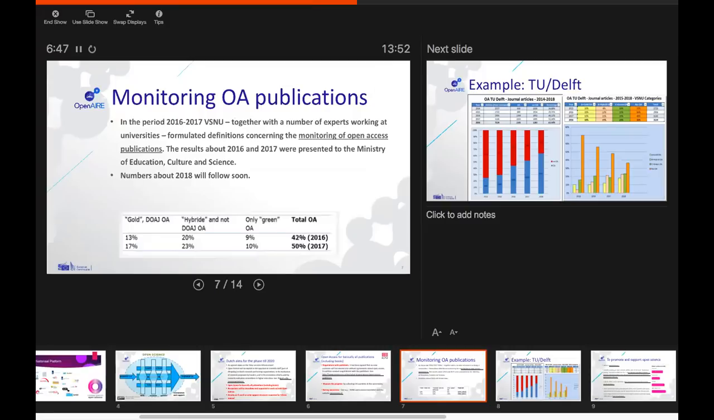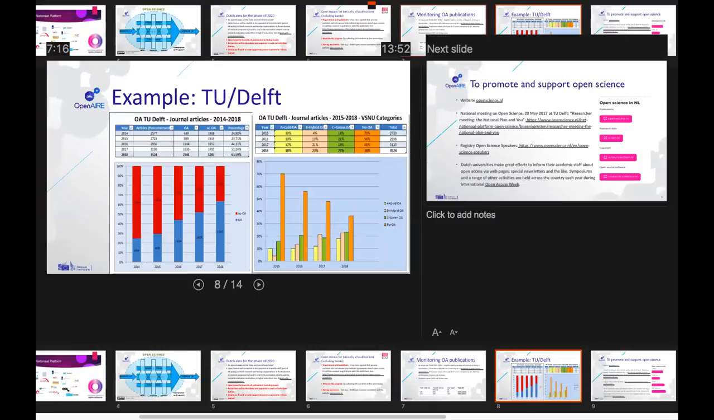For monitoring open access publications, definitions were formulated, and each university collected numbers of open access publications in the categories gold, hybrid, and green. We can see the number of open access publications, in this case, only the journal articles. It's rising from 42% to 50% in 2017. We don't have the numbers of 2018 yet. As an example, I show you the numbers of the Technical University of Delft, and you can see the percentage, and you can see here also the percentage of open access publications in 2018, and it's higher than the years before. We expect this growth at all the universities.